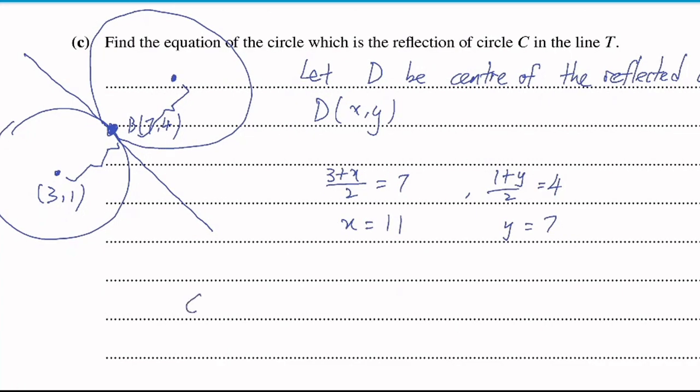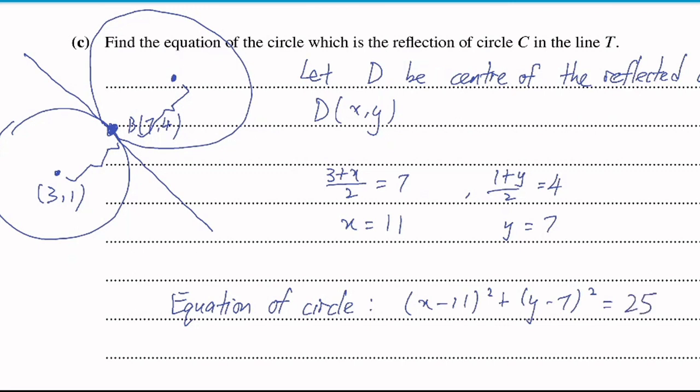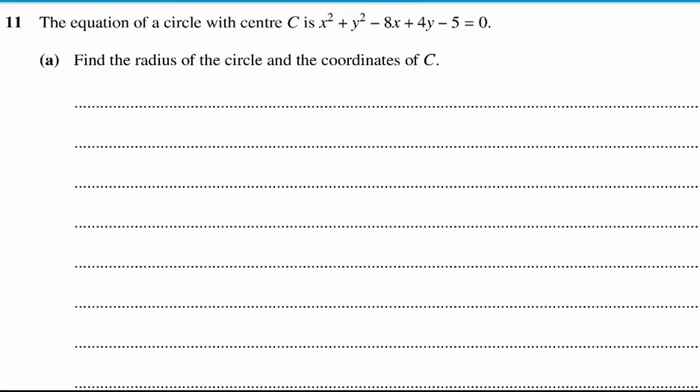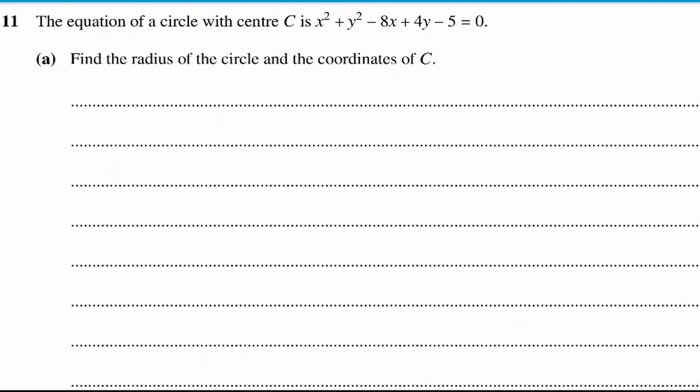So the equation of the circle is (x - 11)² + (y - 7)² equals to, so the radius is unchanged because it is being reflected. So this is our equation of the circle. This is the equation. So we want to find the radius and also the center. So it is to use the completing the square for this one.